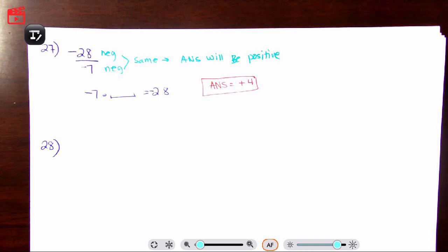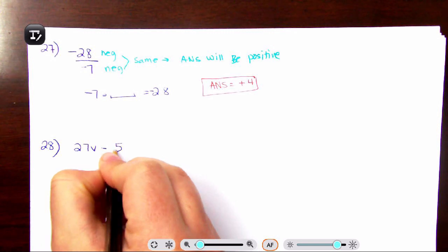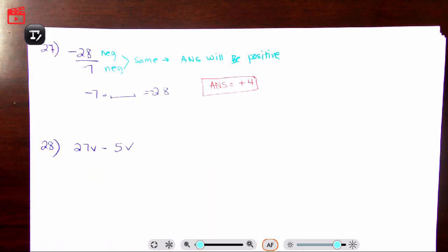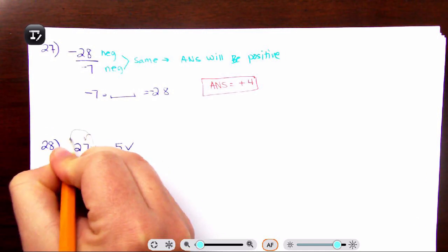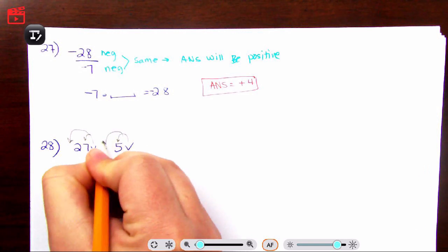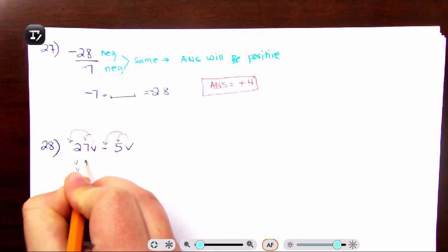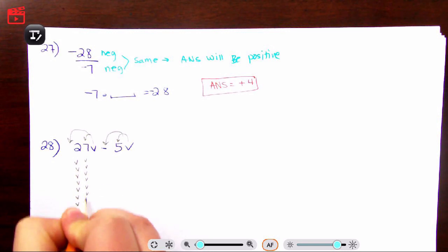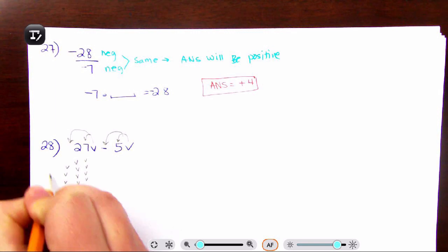Number 28 is now saying combine like terms. I have 27 V's and I take away 5 V's. So you can draw this out still if you'd like. You don't have to. You just know that these are the same. So I have 27 V's. What kind of V's? They are positive V's. And then I have 5 minus V's. So here's 1, 2, 3, up to 27.